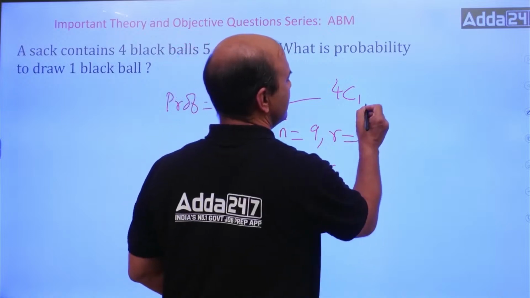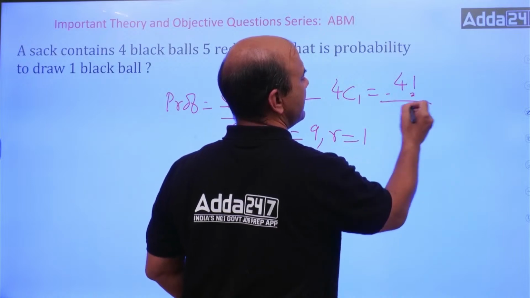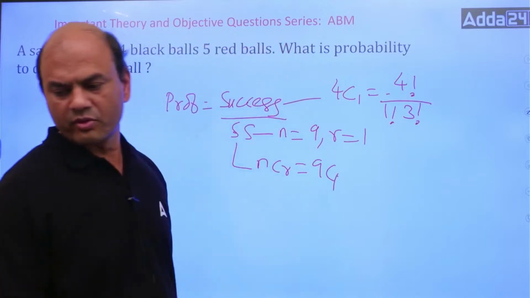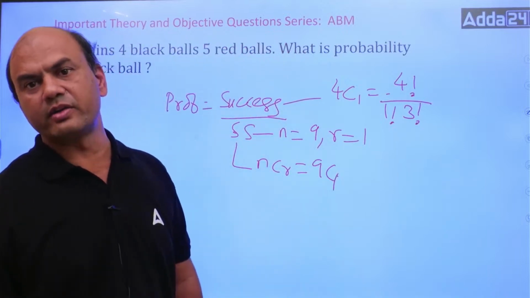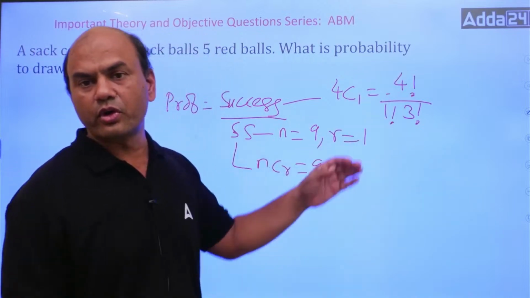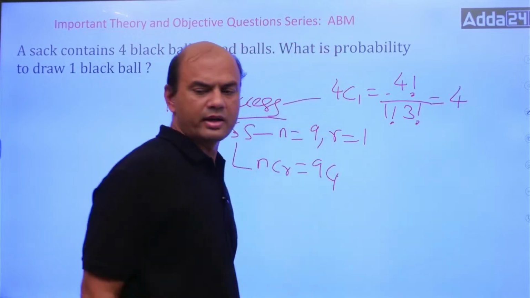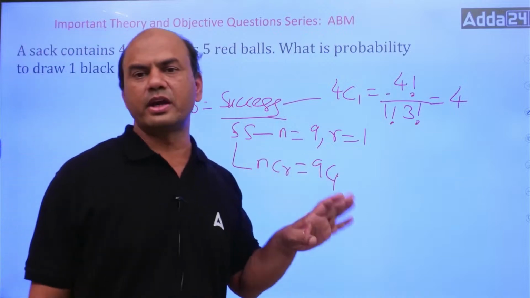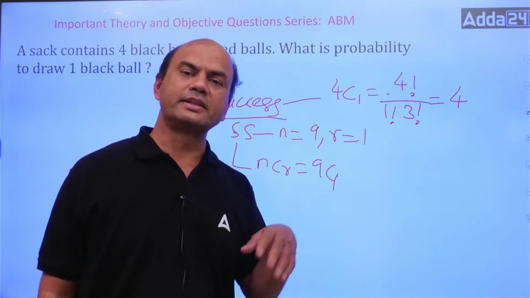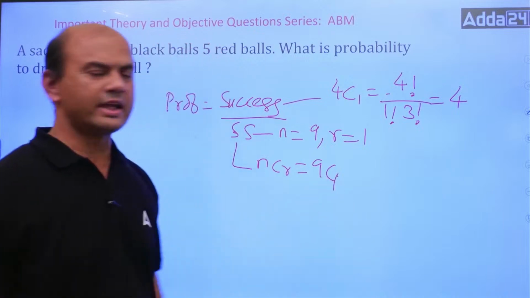4C1. So 4 factorial divided by 1 factorial into 3 factorial. The 3 factorial will get cancelled. So 4 upon 1. Answer is 4. 4 factorial is 4 into 3 into 2 into 1, denominator 3 into 2 into 1, so that gets cancelled and 4 remains. 1 factorial is 1.